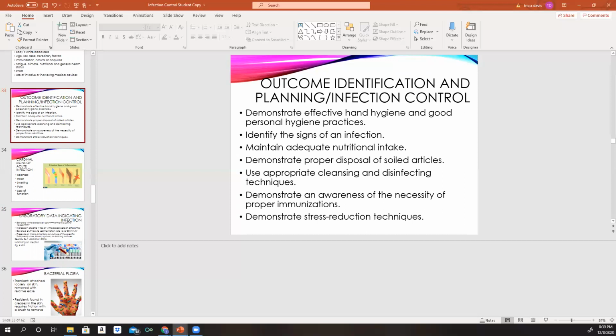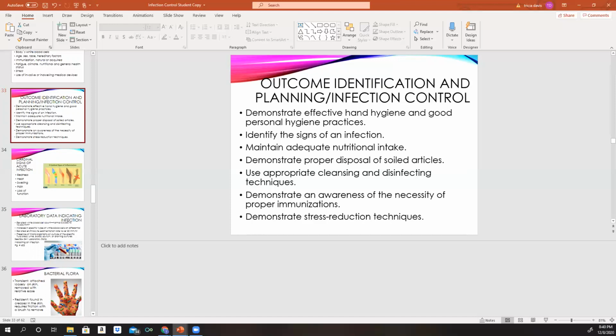Some examples of expected patient outcomes appropriate for preventing infection and using infection control techniques would be that the patient will be able to demonstrate effective hand hygiene and good personal hand hygiene practices. They will be able to identify signs of an infection. If they understand what to look for, hopefully they can prevent it or catch it early and seek medical treatment. Maintain adequate nutritional intake. Make sure that you're eating a lot of foods high in protein that help repair the body so that the body can take care of itself and fight off infection.